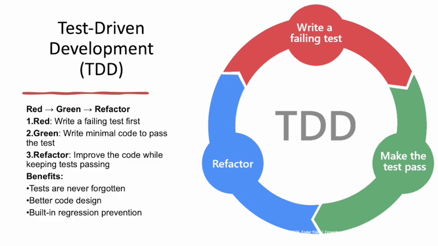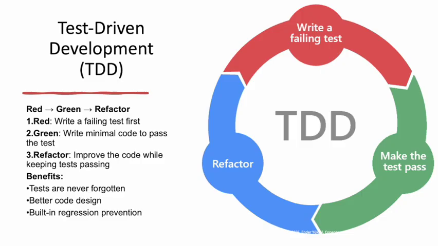No forgotten tests. When you write code first and test later, tests often get deprioritized and forgotten. "We'll add tests later" often means we will never add tests. TDD ensures tests exist for every piece of functionality.